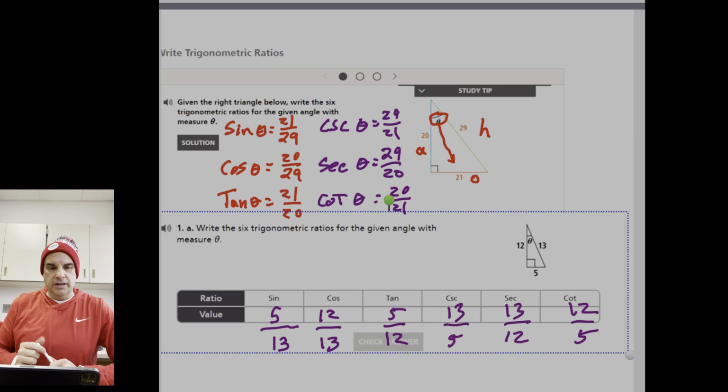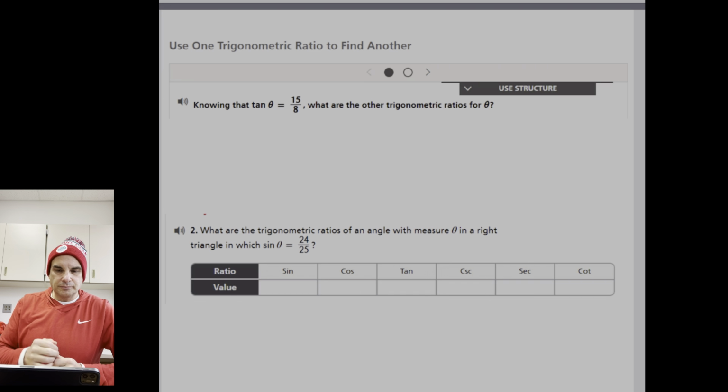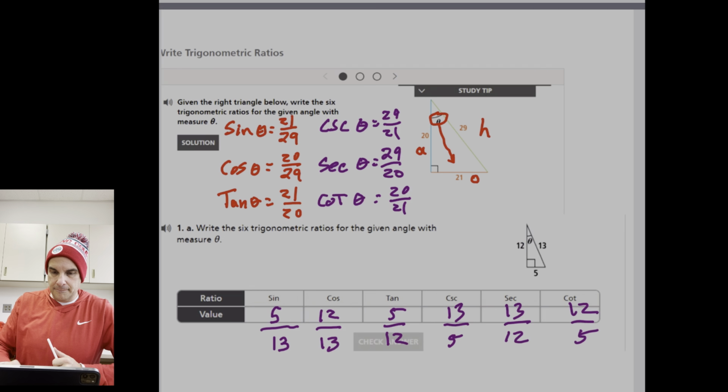So that's how we go about writing the ratios, which is obviously handy. Well, I guess there's another set of things we have to know. Sorry, let's go back.